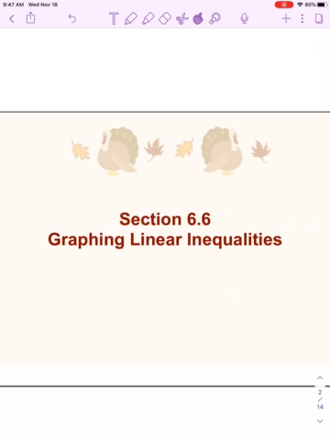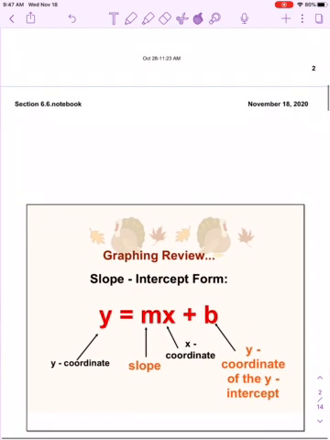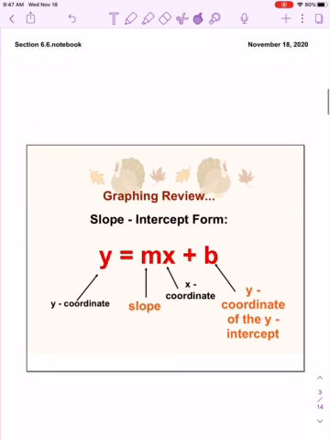So we have to remember that to graph a line, we need two things. We need the slope and we need the starting point. Okay, so we're going to put it in slope-intercept form, y equals mx plus b, where m is your slope and b is the y coordinate of your y-intercept, which will give you your place to start. Okay, so slope, and then the y-coordinate of the y-intercept are your starting point.